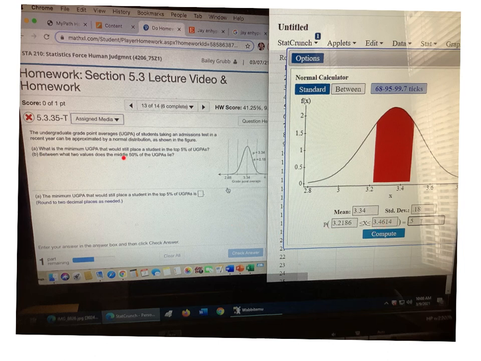So that's part B. I guess for part A, the minimum value that would still put them in the top 5%, you'd have to click Standard and put in 5% here in the greater than. But you specifically asked for part B.